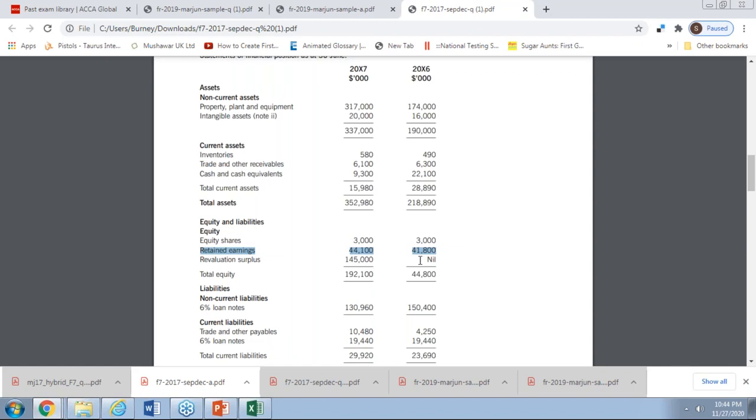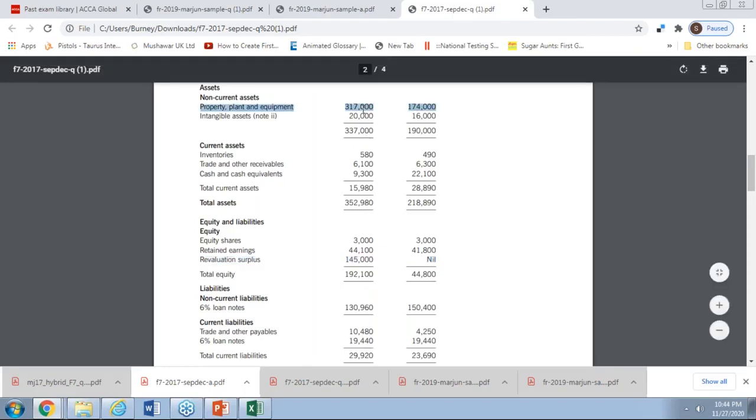Now the revaluation surplus. This is the most important thing that you should understand. Previously we had no revaluation. Now we have a revaluation of a substantial amount. So you can link this with the property, plant and equipment: the value of the property, plant and equipment was not increased because of investment in non-current assets. It was actually increased because of the revaluation.